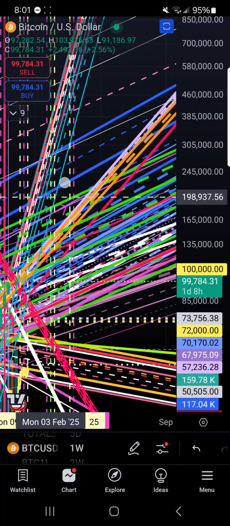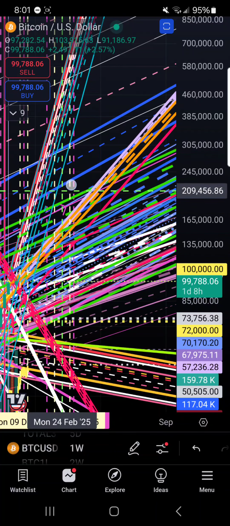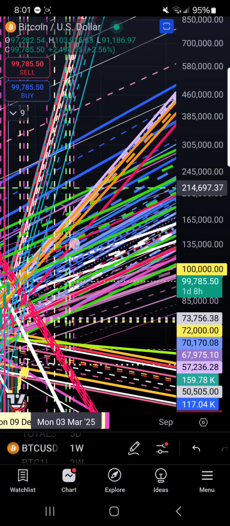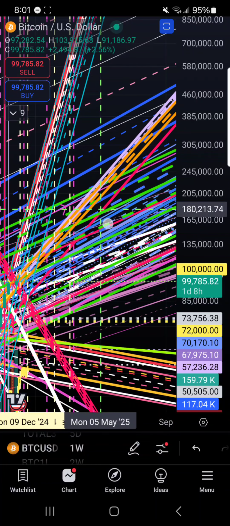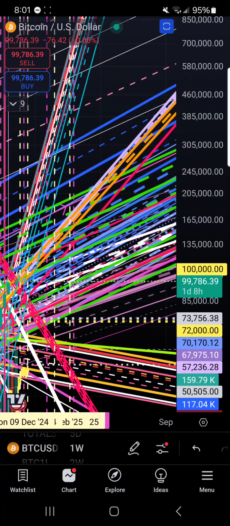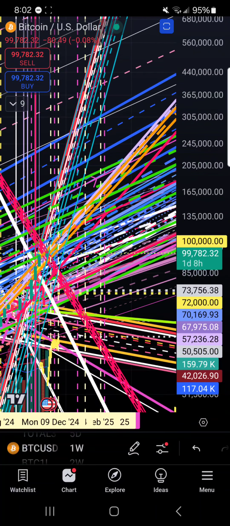Maybe we possibly come over a little bit more. Maybe we only get up to about 200, early March, maybe. And then we see a correction down. I don't know. Well, something to consider there.